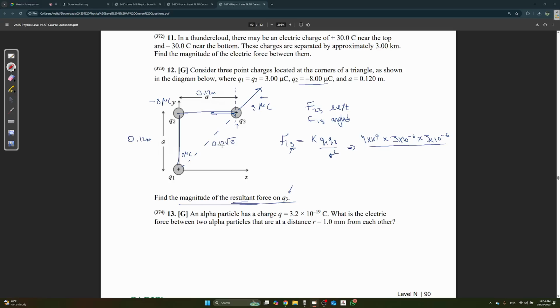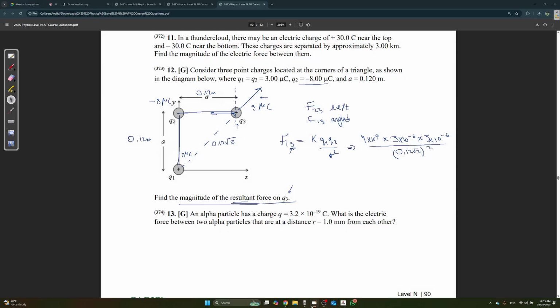Also, you can just find it out directly. If these two sides are equal in any right triangle, the hypotenuse will be root 2 times that side. Always, it's a rule. Anyways, so the distance between them is 0.12 root 2 over r squared, right? So it has to be squared.